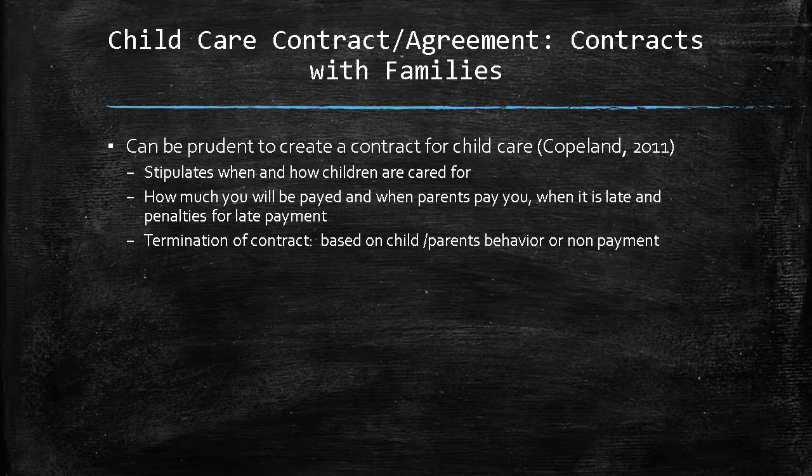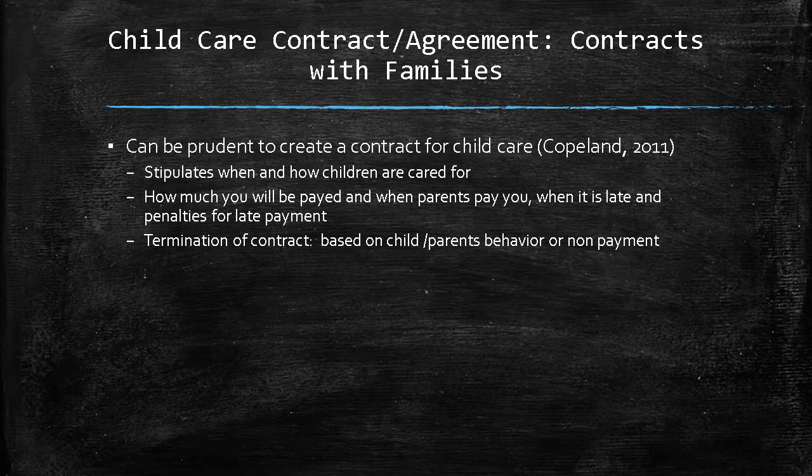An important thing is going to be how much you will be paid. It's typically by week or every other week. For some family childcare, it could be daily, and when parents pay you. Does it happen every day, every week, once a month? Also including when it is late, if there are any penalties for late payment, and at what point you would terminate the contract for non-payment.